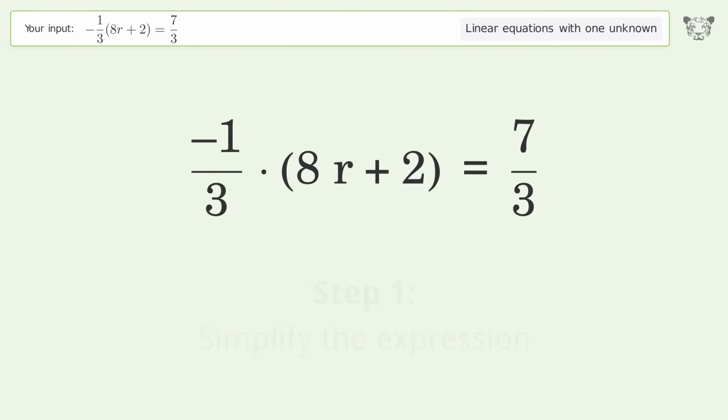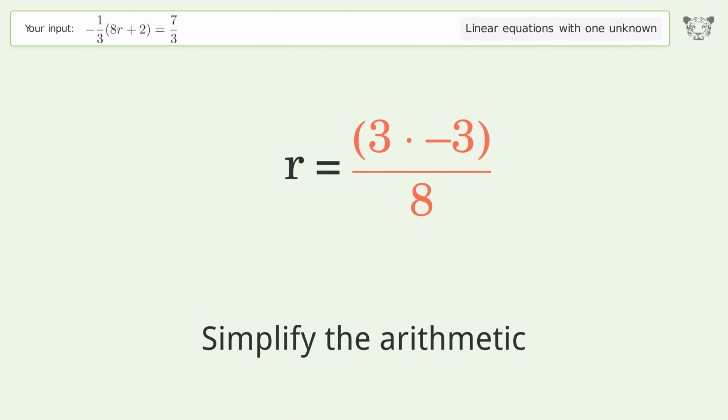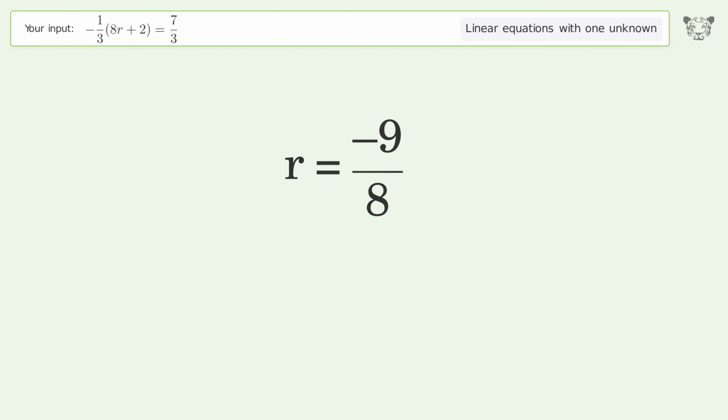Move the negative sign from the denominator to the numerator. Multiply the fractions. Simplify the arithmetic. And so the final result is r equals -9/8.